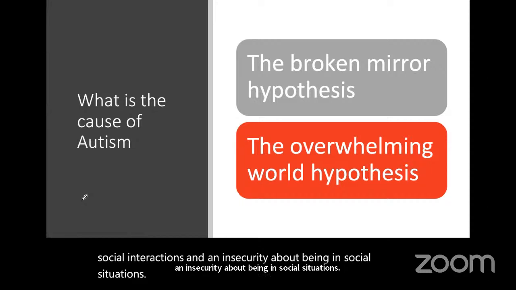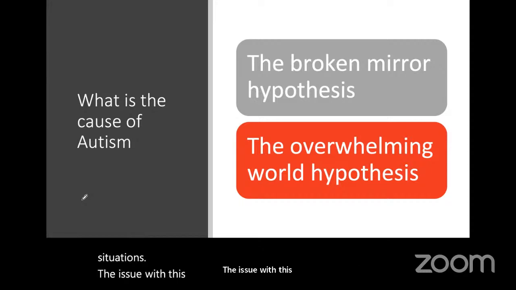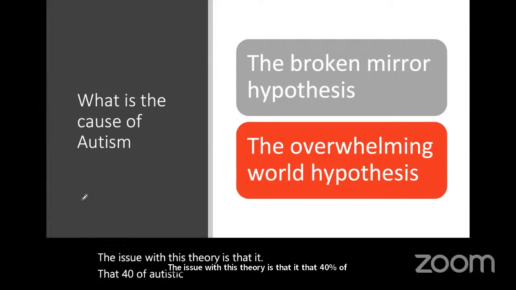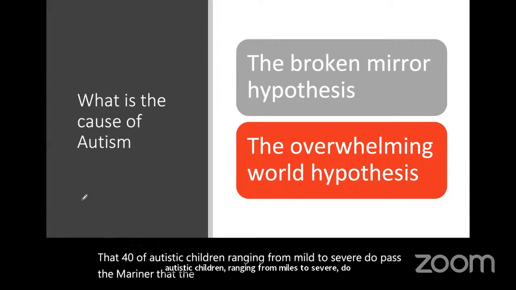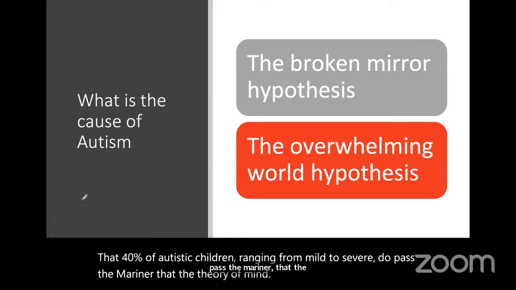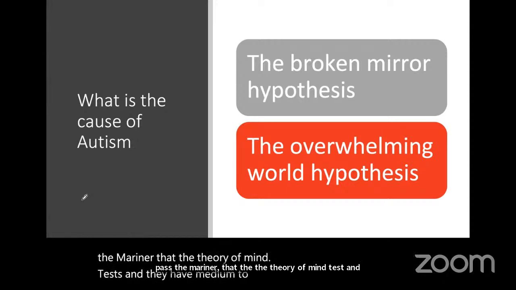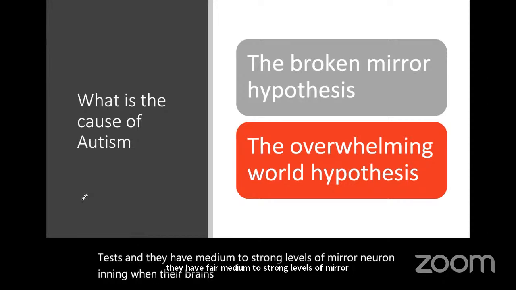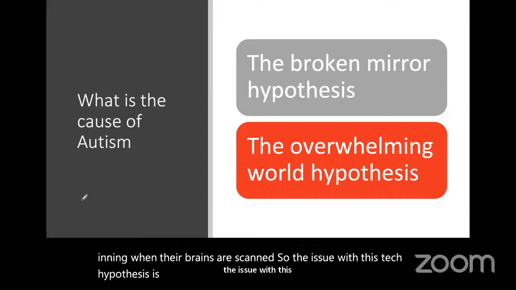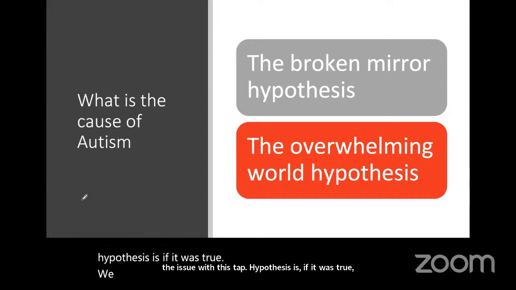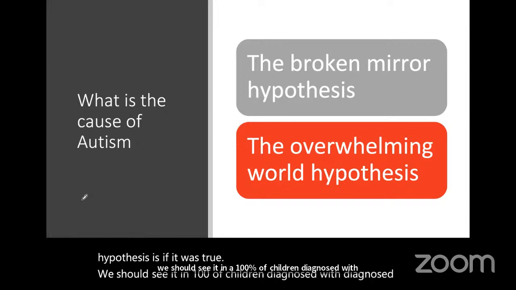The issue with this theory is that 40% of autistic children, ranging from mild to severe, do pass the theory of mind test, and they have medium to strong levels of mirror neuron activity when their brains are scanned. So the issue with this hypothesis is, if it was true, we should see it in 100% of children diagnosed with autism, not just 60%.